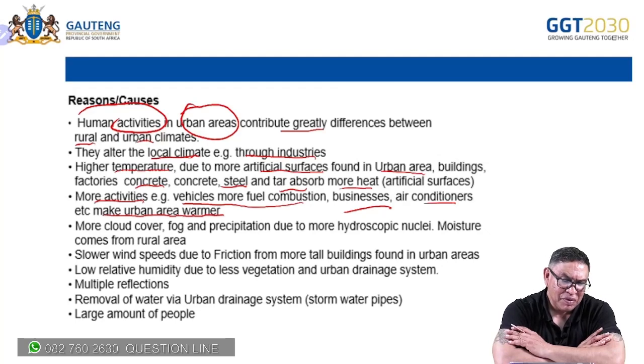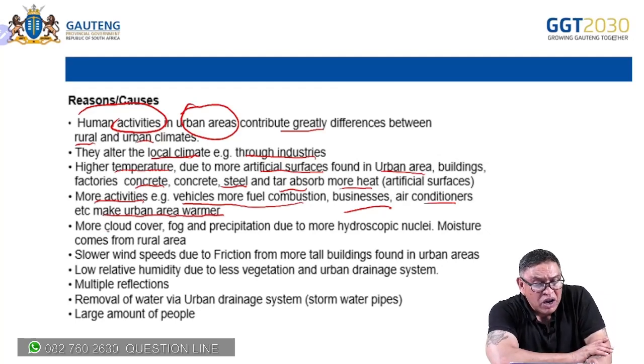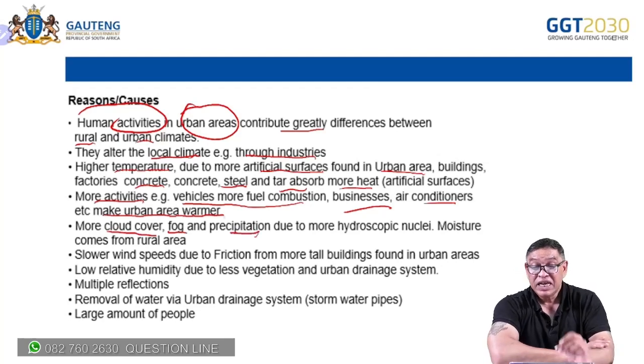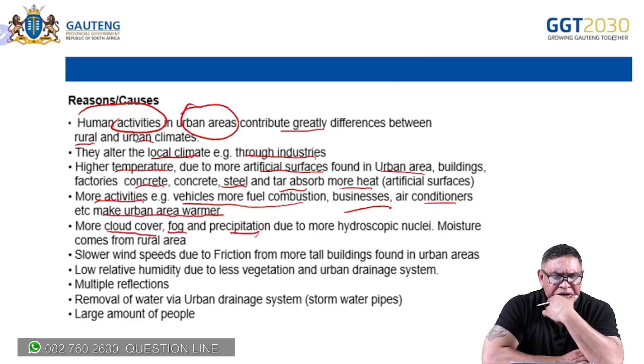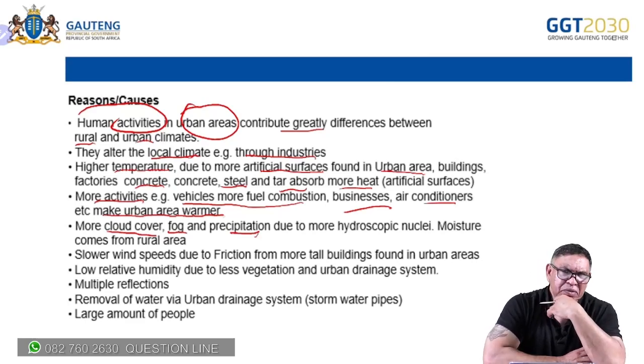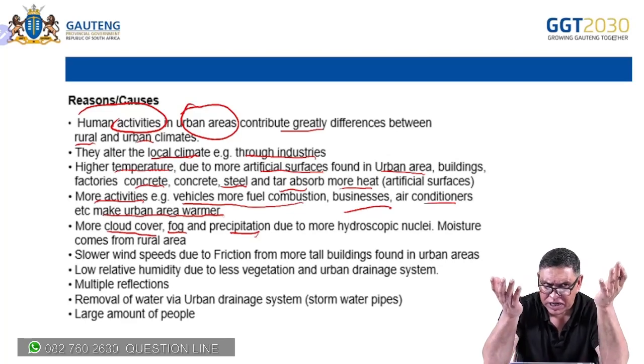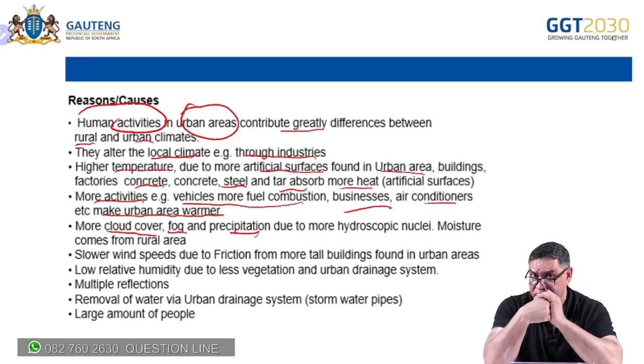Now, there's more cloud cover, fog, and precipitation in the urban area. This seems to be a bit confusing, isn't it, learners? We picked up the point that the urban area has more concrete. There are more open water surfaces in the rural area. They should have more rainfall.